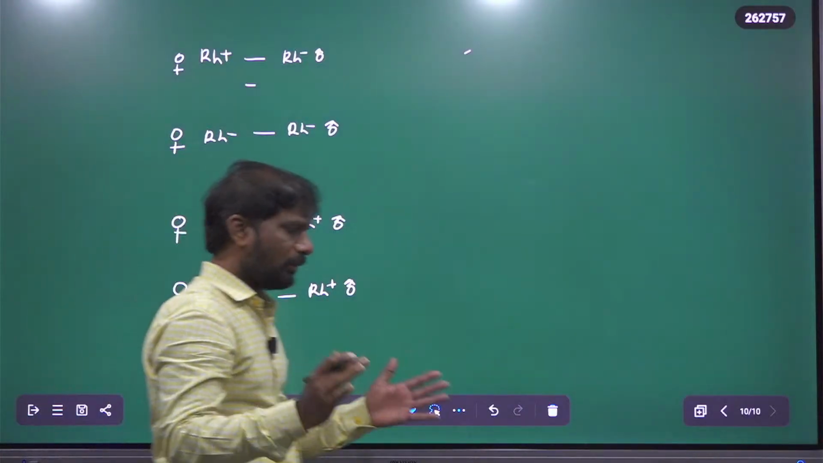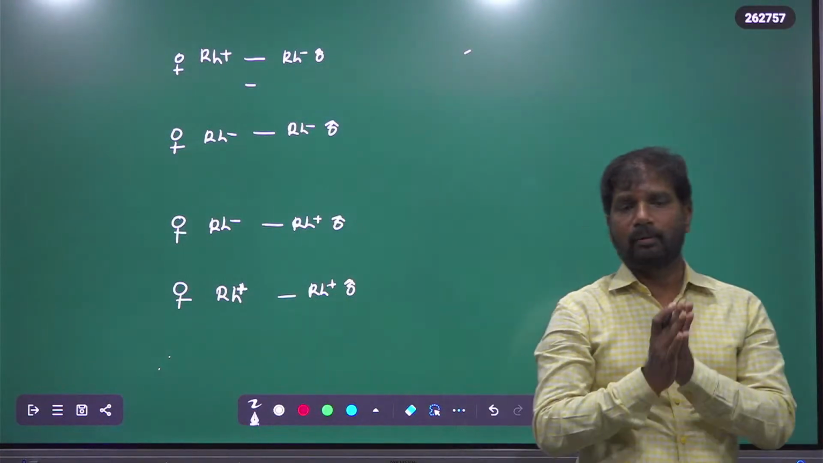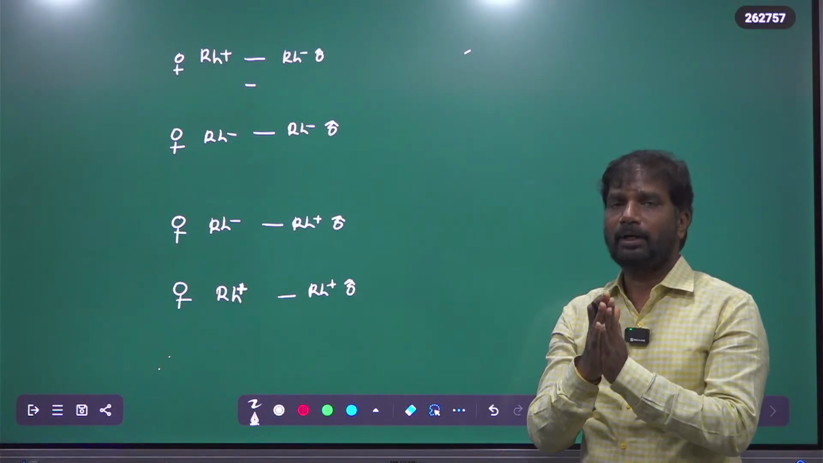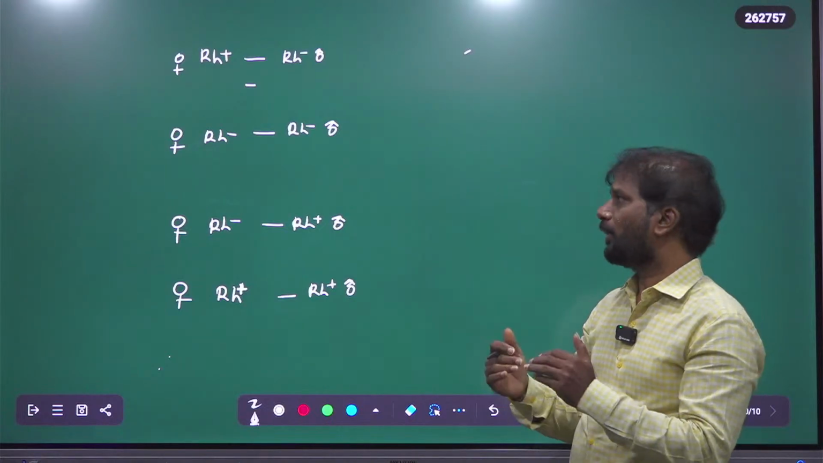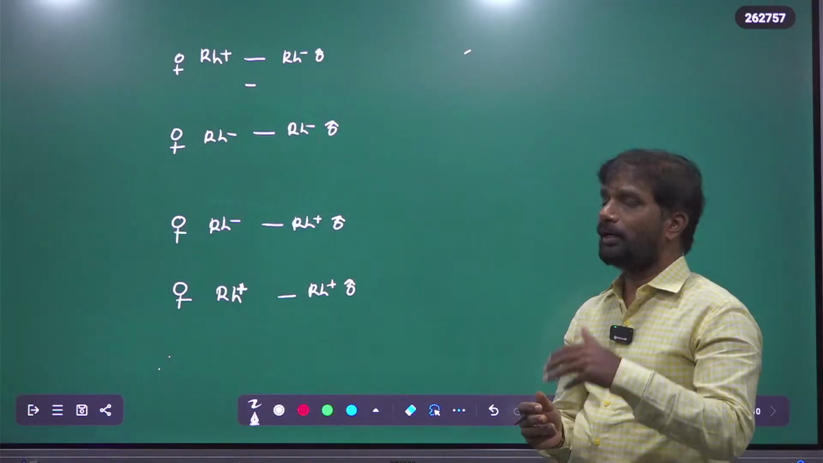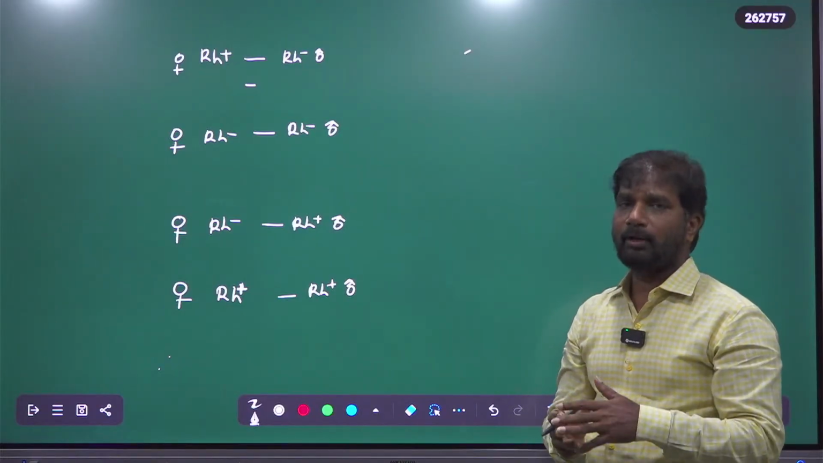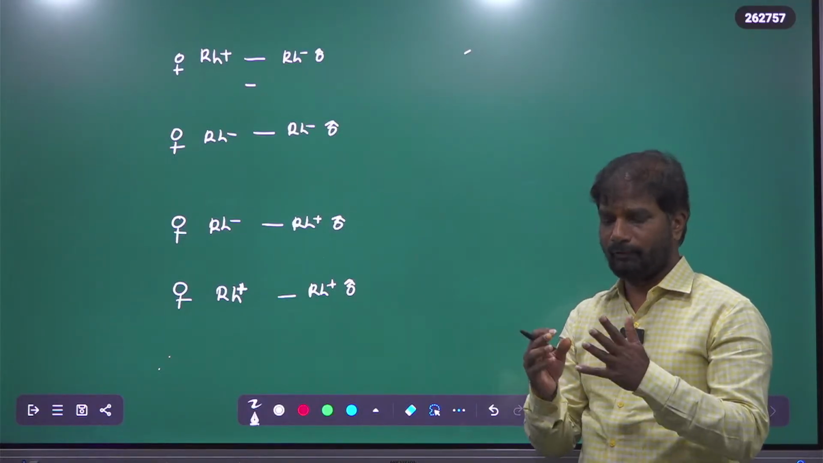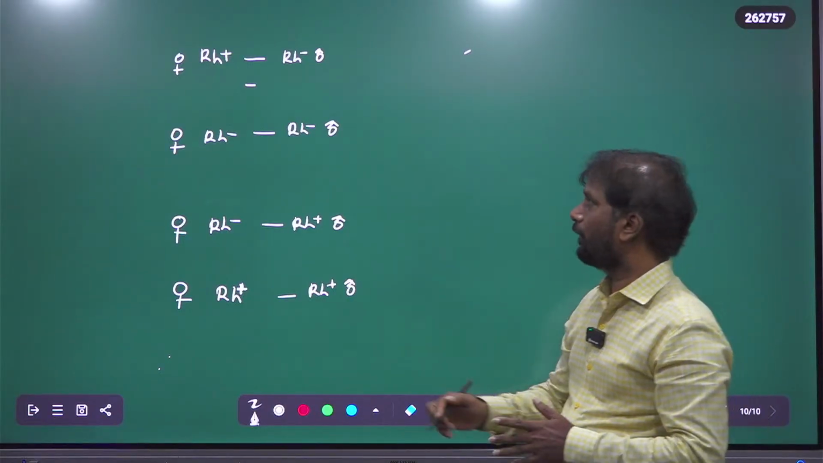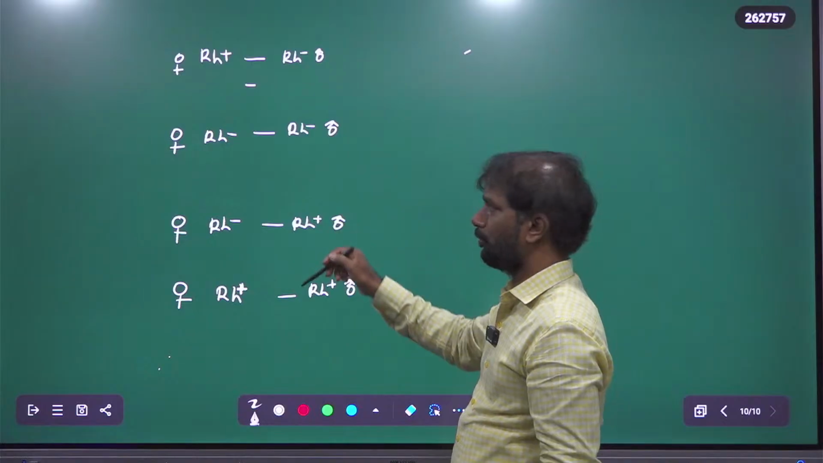So here we have 4 types of marriages. In which marriage will compatibility take place, or incompatibility? Incompatibility means it is not accepted. Compatibility means it is allowed, that means the first child, second child, or whatever it may be, they are safe.